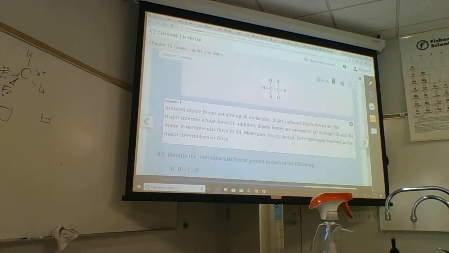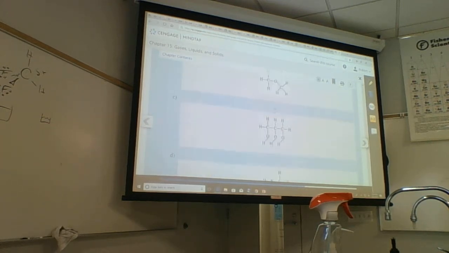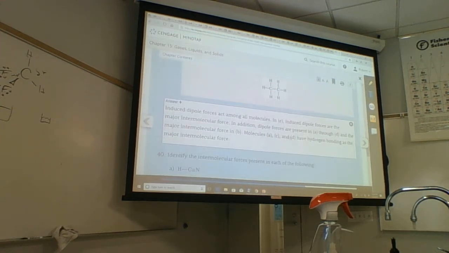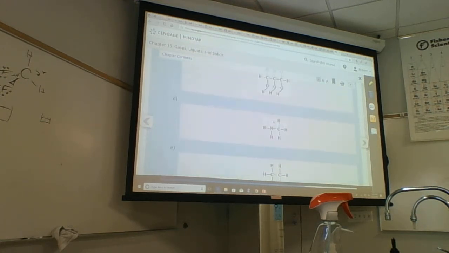D, hydrogen bonding. C, hydrogen bonding. A, hydrogen bonding. B is dipole. So here, A, C, D, hydrogen bonding. B has dipole. Dipole, and all these have dipole as well, because of the carbon and oxygen. Here, the O, oxygen hydrogen is hydrogen bonding, the carbon oxygen is dipole. The hydrogen nitrogen is hydrogen bonding, the nitrogen carbon is dipole. That's what they mean by that.